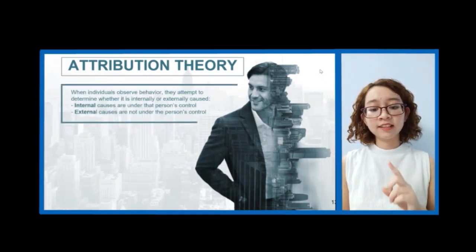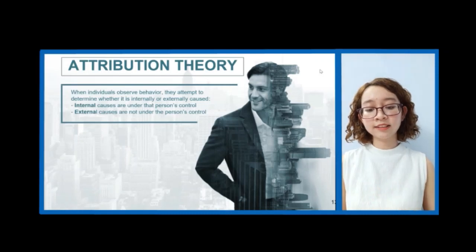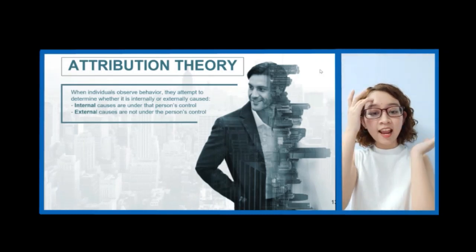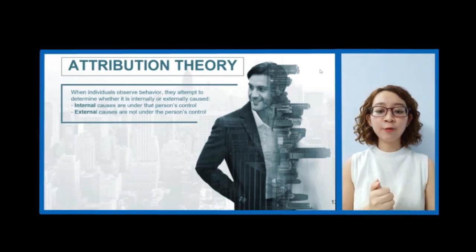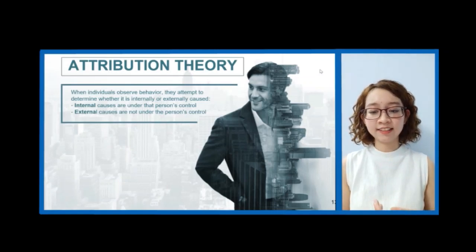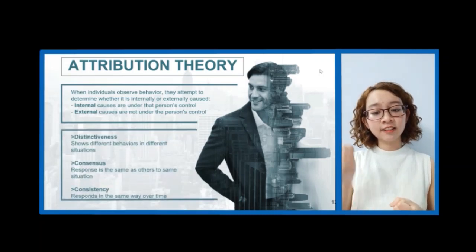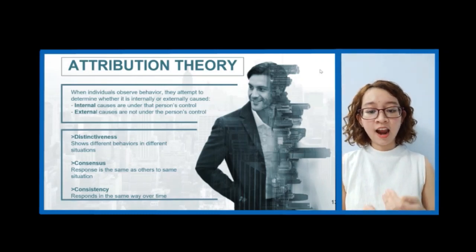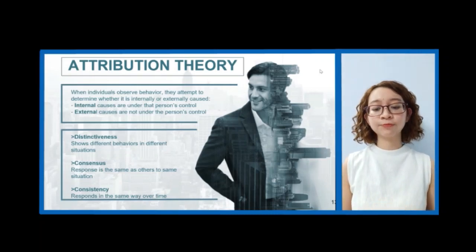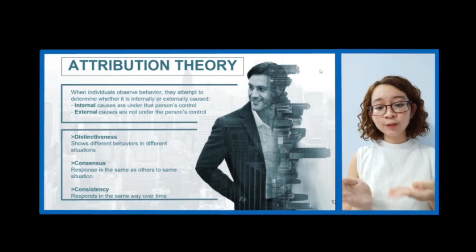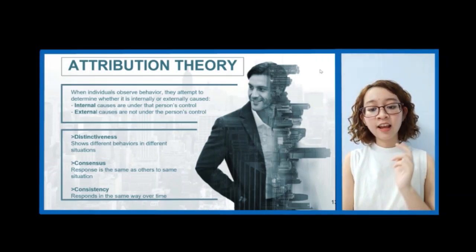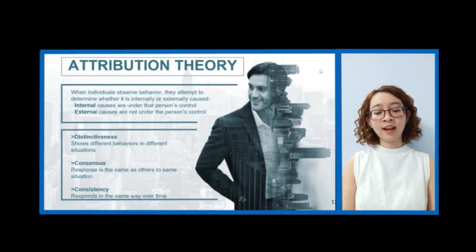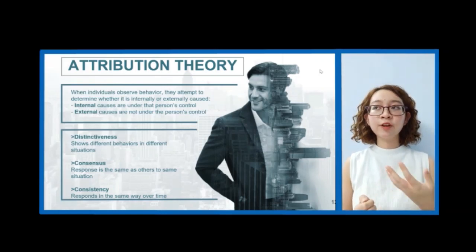When individuals observe a behavior, they attempt to determine whether it is internally or externally caused. Internal causes are under that person's control. External causes are not under the person's control. And we can use 3 factors to help us decide if behavior is externally or internally controlled. Distinctiveness: showing different behavior in different situations. Consensus: the response is the same as others to the same situation. Consistency: responding in the same way over time.